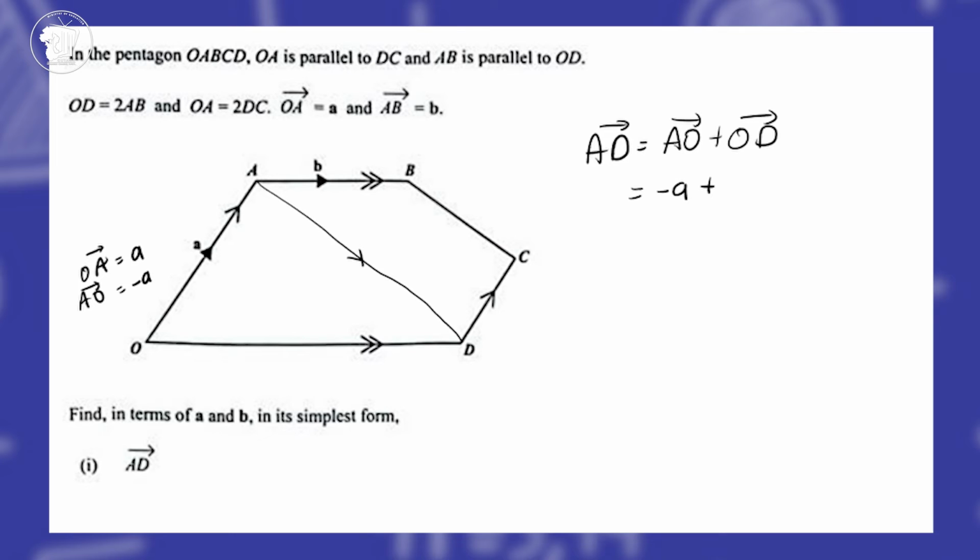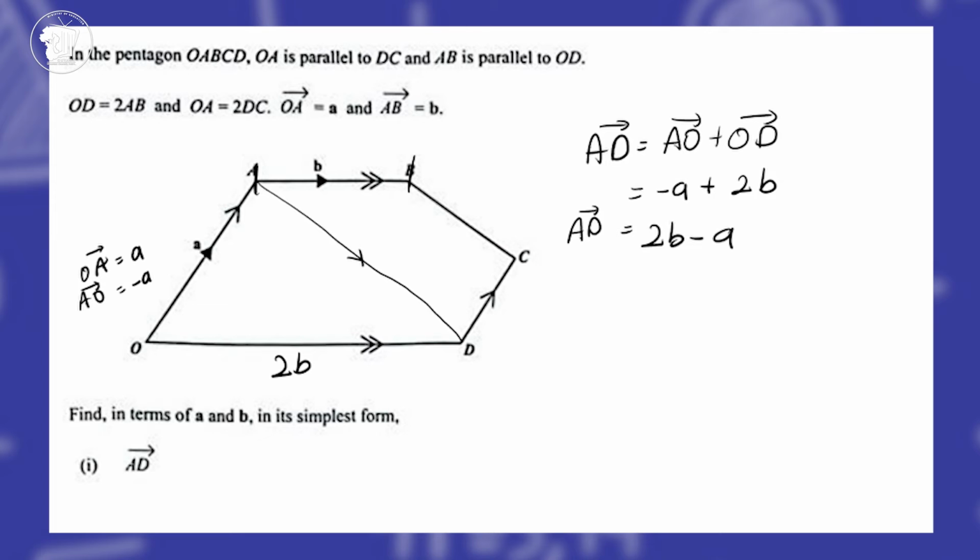What did they tell us about OD? They said OD is equal to 2AB. So 2 times AB. So if here is B, we know this is equal to 2B because it's 2 times that. So OD is equal to 2B. So we have negative A plus 2B. We can shift this around and write it as 2B minus A. So AD is equal to 2B minus A.